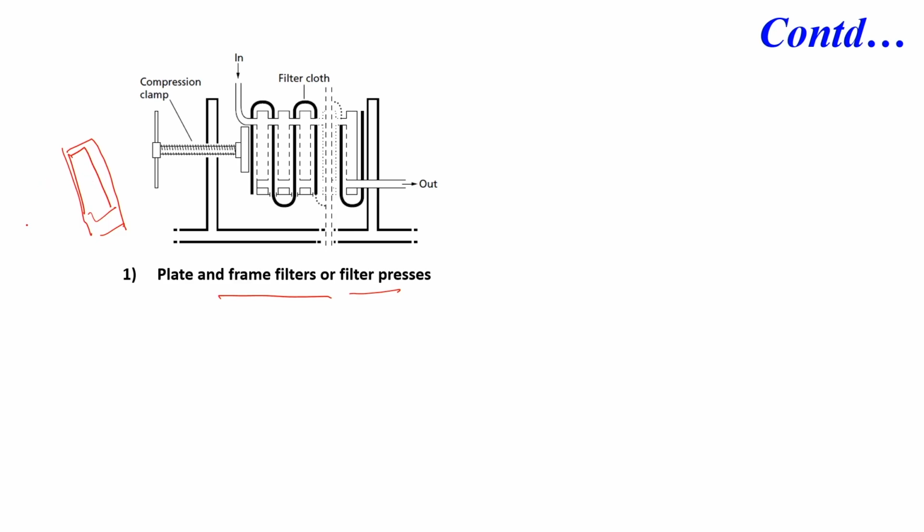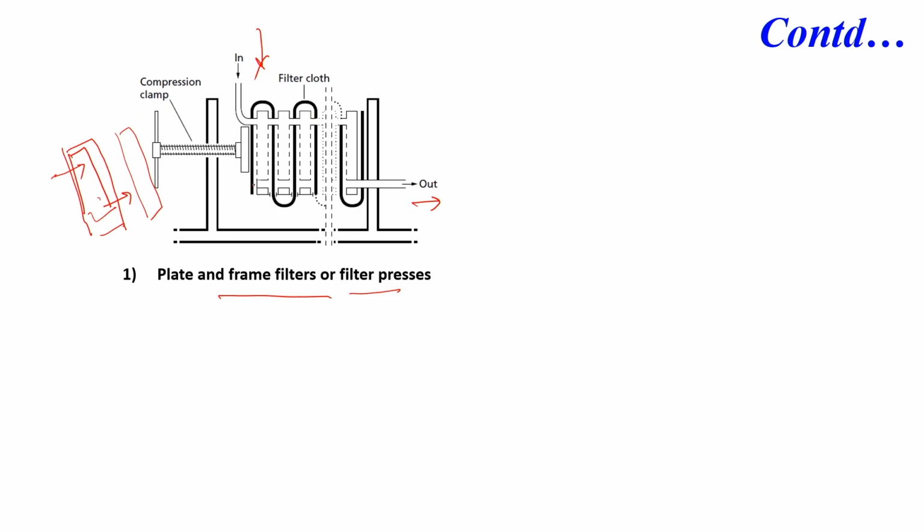So, what is happening, there is a channel inside the plate. So, it is entering here, and because of the pressure it will go from one plate to the other plate, so on and so forth, and finally it will exit from here. And you are applying the pressure so that you compress it, so that it will pass through the filter and come out.